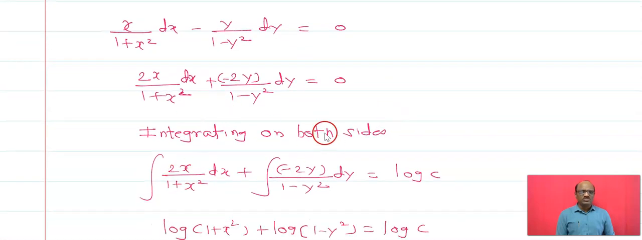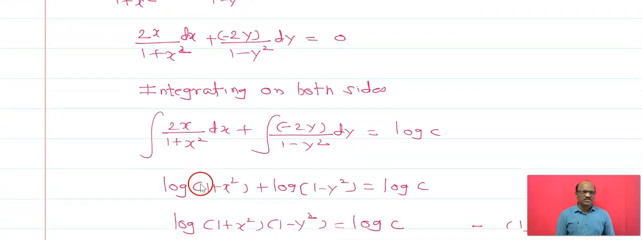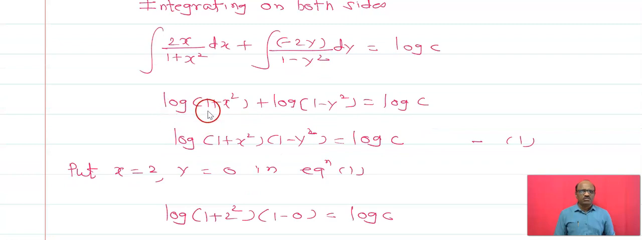Now integrating on both sides, it's very simple. That f dash of x upon f of x is in the log form. म्हणून इथे कॉन्स्टंट देखील आपण log c च्या फॉर्म मध्ये घेतलेला आहे. That is integral 2x upon 1 plus x square dx plus integral minus 2y upon 1 minus y square into dy equals log c. And therefore log of 1 plus x square plus log of 1 minus y square equals log c.